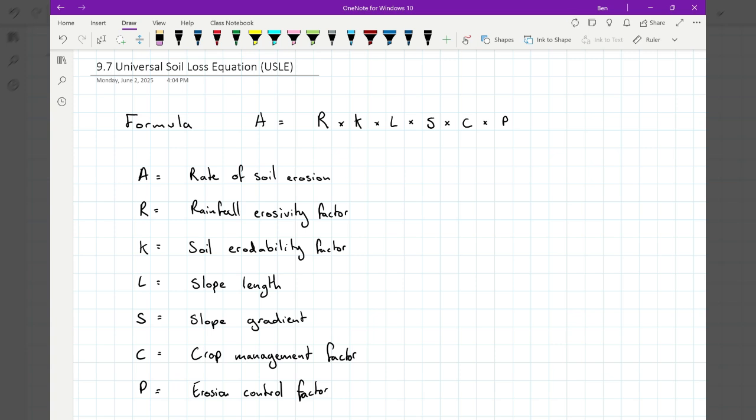Hello, and today we're going to look at the universal soil loss equation. That's this rather intimidating looking equation that you can see, that we'll go through bit by bit and figure out how to use it, okay?